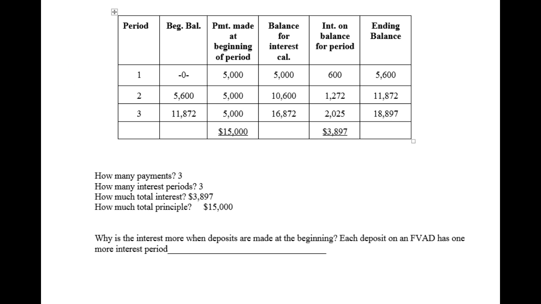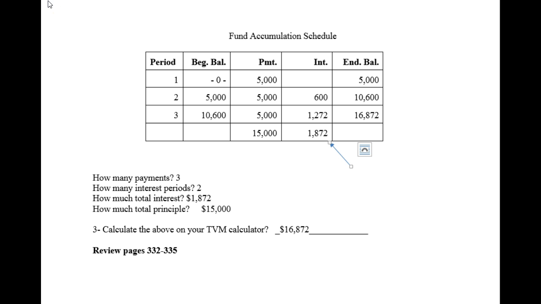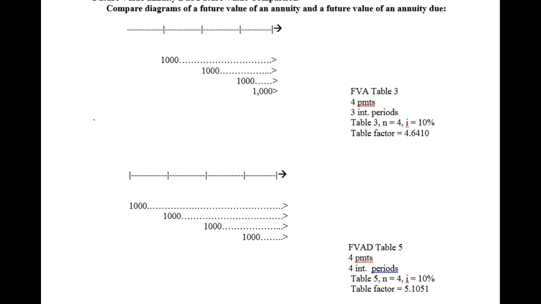Think of the big difference it made. On the annuity due, when payments were made at the beginning, we had $3,897. When I go up and look at the regular annuity, where payments are made only at the end and there are only 2 interest periods, total earnings are only $1,872. Quite a difference. Let's do a quick diagram of this.